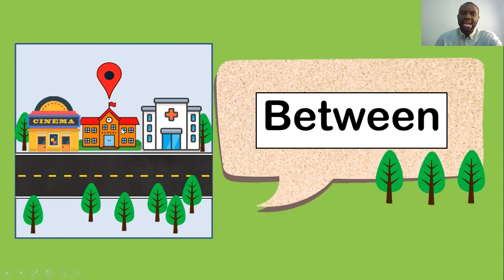Between. This is the school. The school is between the cinema and the hospital. This is the hospital. This is the cinema. This is a school. Where is the school? The school is between the hospital and the cinema.